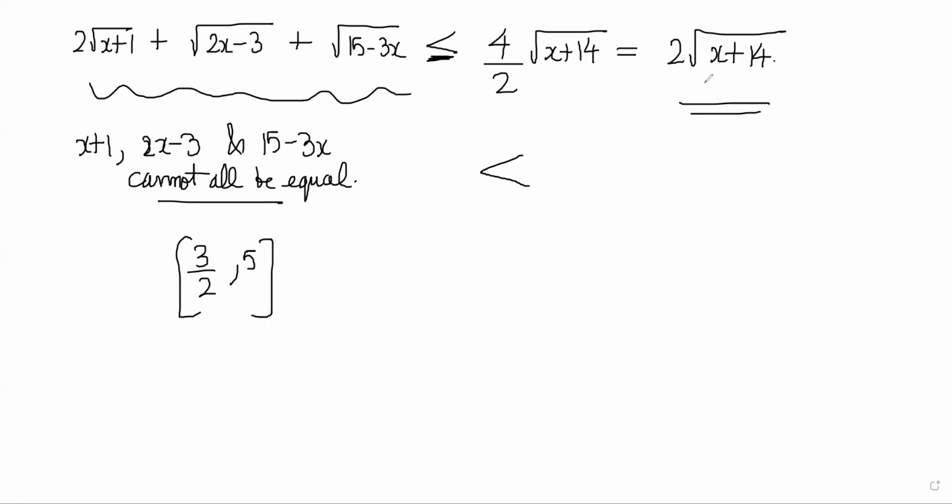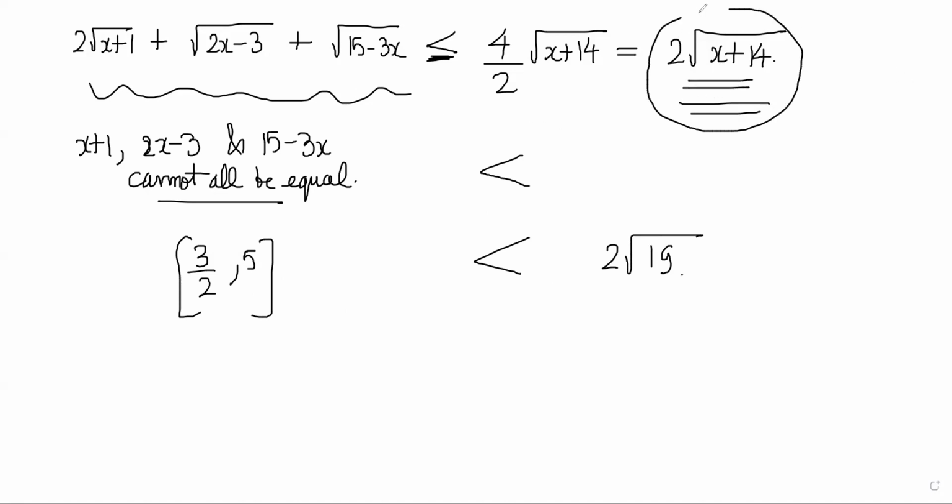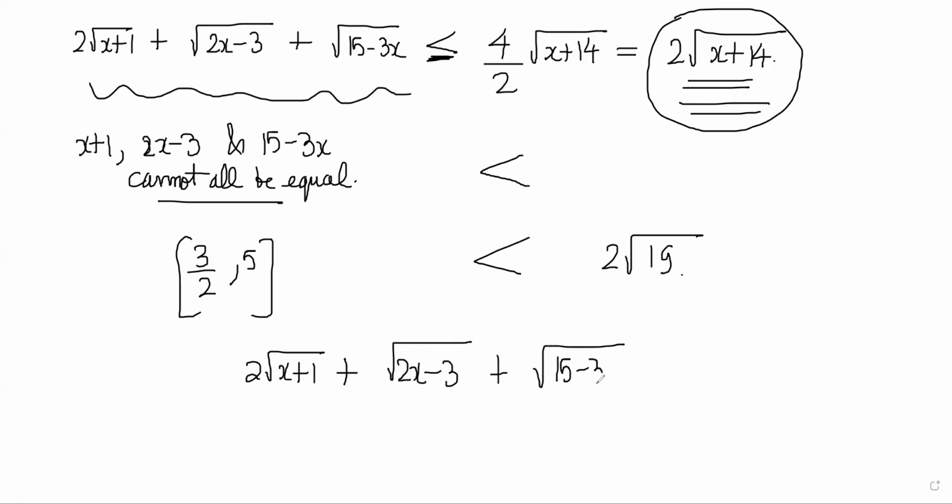So the maximum value of this would be less than equal to 2 times root over 19, right? When you put x is equal to 5, the maximum value of this. So the upper limit of the right hand side is 2 root 19. So we have proved basically that twice of root over x plus 1 plus root over 2x minus 3 plus root over 15 minus 3x is less than twice of root 19, right? So that concludes this problem.